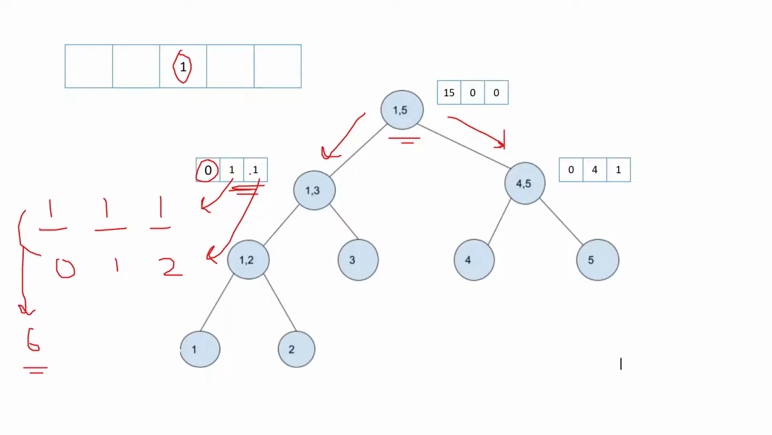So these lazy values will make this value 6, and both of these values will become 0 because all the lazy values have been propagated down. And then we need to propagate these two lazy values to the subtrees below.